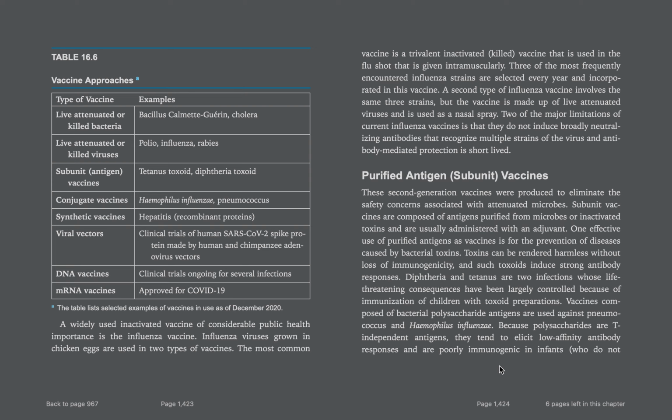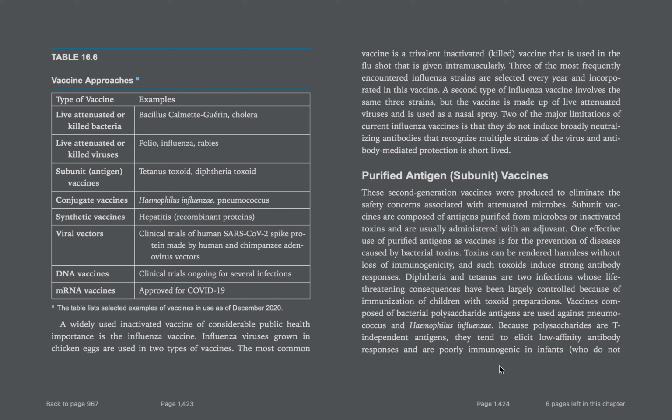Viral vector: clinical trial of human SARS-CoV-2 spike protein made by human and chimpanzee adenovirus. Then there is DNA vaccine, with clinical trials ongoing on several infections. Messenger RNA vaccine approved for COVID-19.